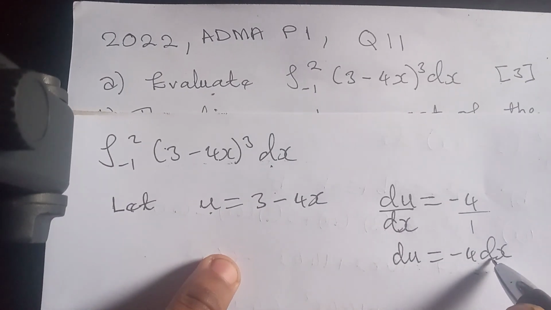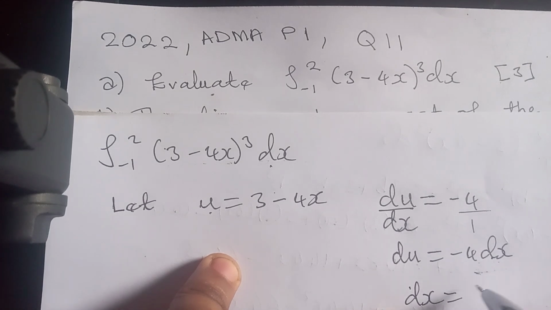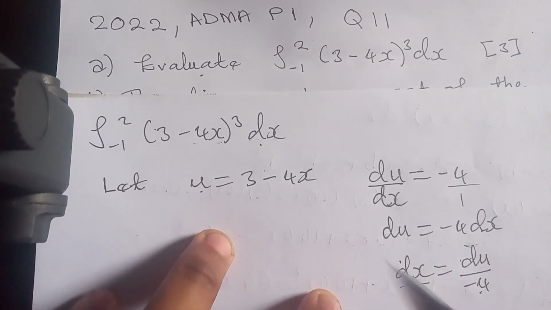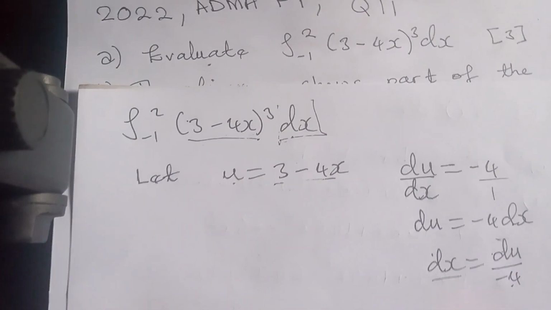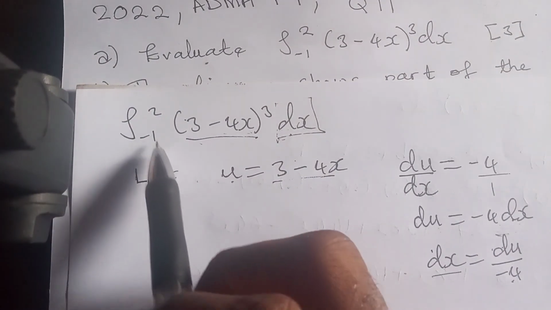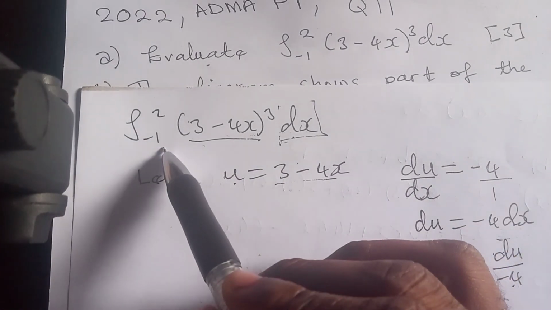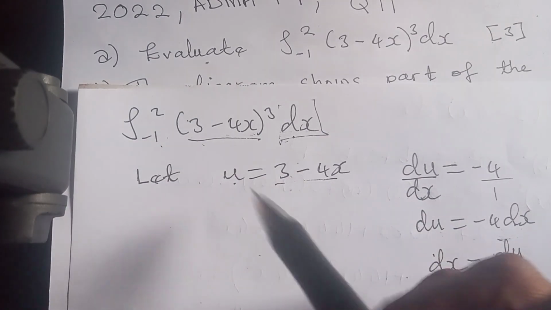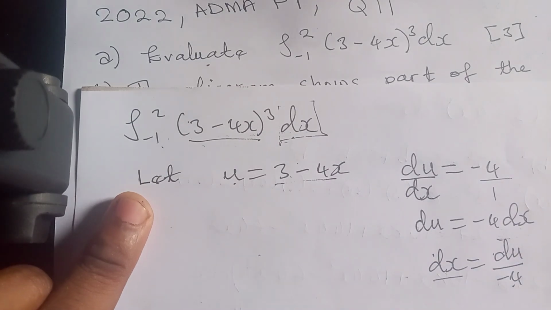So I can just change the subject of the formula here to dx. My dx will be du over negative 4, like this, and then I can substitute this dx in there, and I can substitute this with this, and then integrate. Of course, you can also change the limits by substituting these numbers in there to find the new lower limit and the new upper limit.